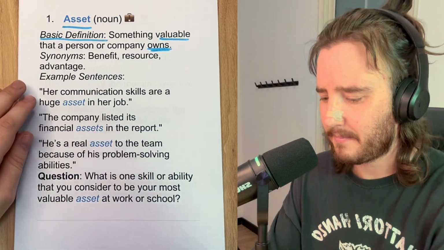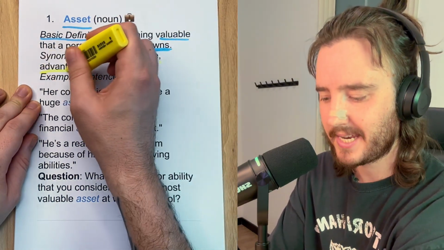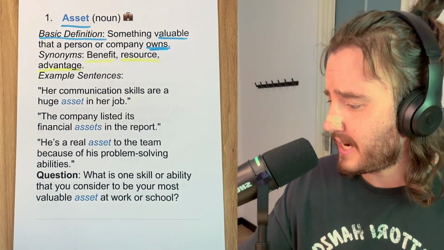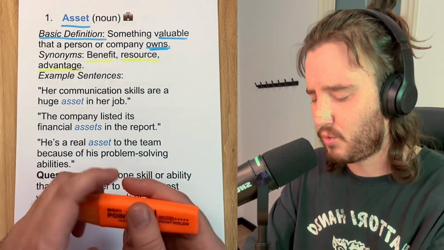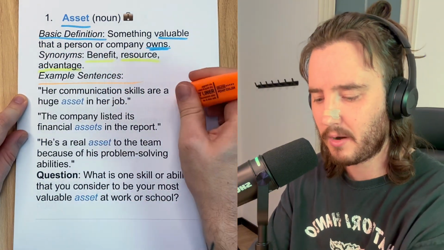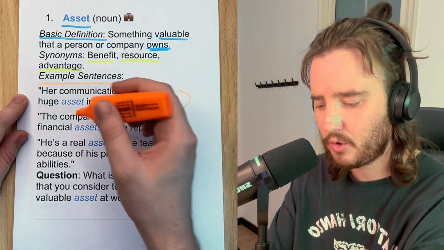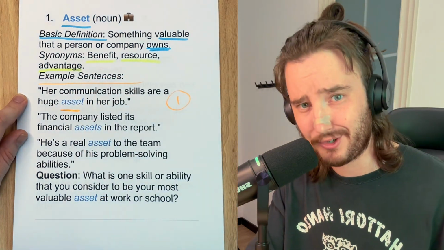Synonyms for asset might include benefit or resource or advantage. These are all synonyms or similar words to asset. And here are some example sentences. Number 1, her communication skills are a huge asset in her job.